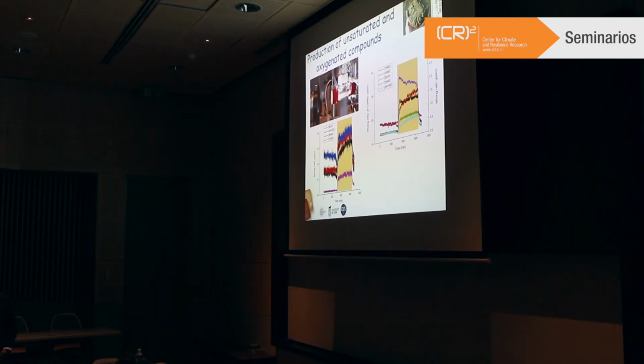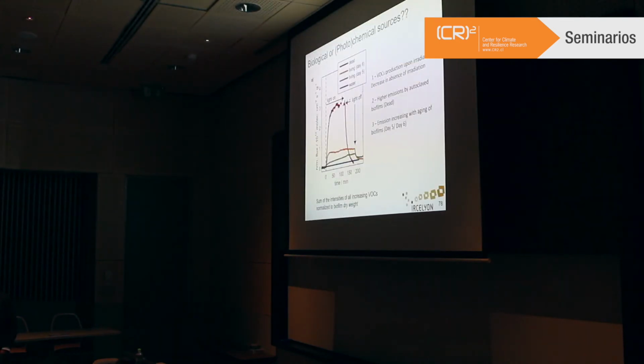All the structures are written here. I'm not going to detail them, but basically it looks very similar. And this is now a very interesting plot. This is showing you the traces not for a single compound, but integrated on all the VOCs we observed. So it's a total flux of volatile organic compounds as a function of time for the experiment.